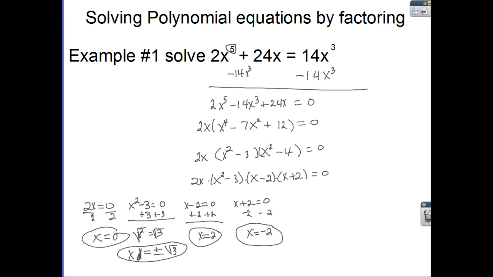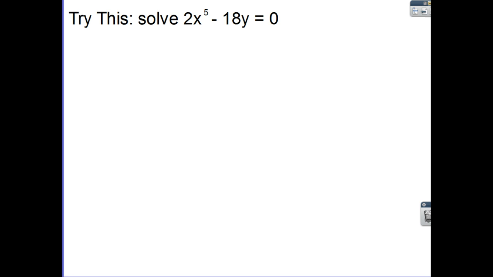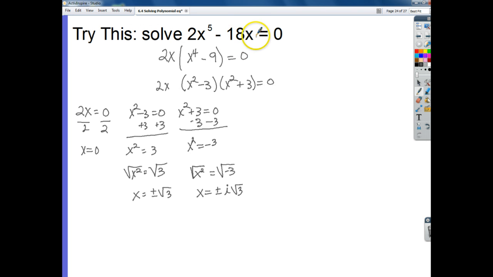All right, let's give a try. Let's let you try a problem. Give this one a try, please. Wow, what happened to the y that used to be there? That was a mistake. I changed it to x while you guys were working on this. So, poof, it's an x.